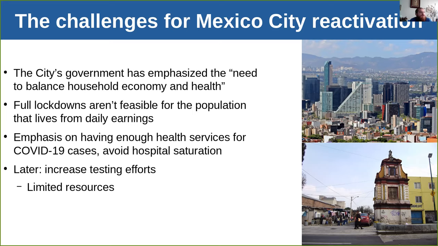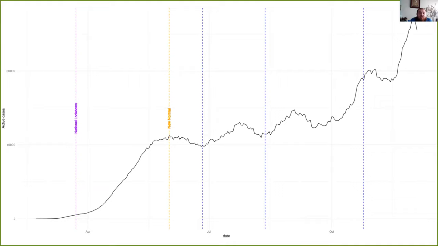Here in Mexico City, as of late, we've been increasing the testing efforts, even though we can't really do massive testing because the resources are limited. So how has this release of the mitigation measures looked? Since we started this new normal period, we have had these moments marked by blue lines where we relaxed the mitigation measures. Every time we relax them, we see upticks in the active cases curves. But it's not so linear, because there are also public holidays in which people decided to go out and travel and things like that.